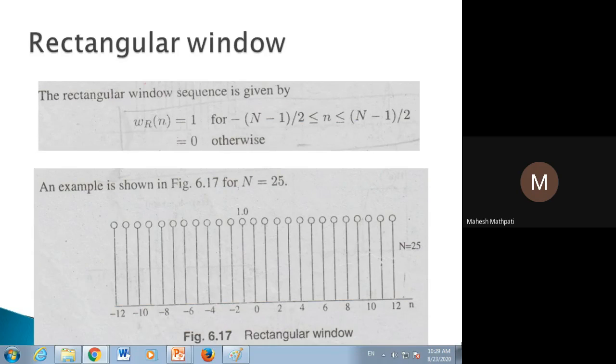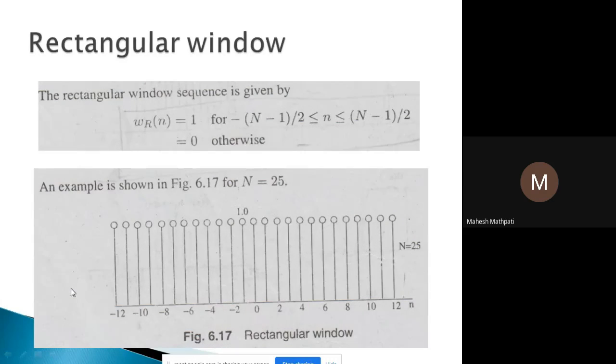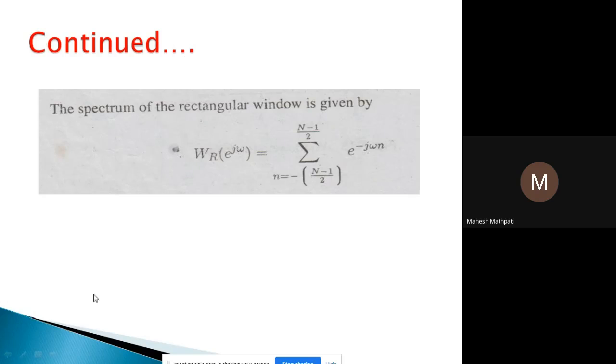Now, this is the definition of rectangular window and its graphical representation. Hope everyone has understood. Any confusion here? No, sir. You may be expected to define the different types of windows. There you need to write the definition, then its graphical representation, and there is a formula for its spectrum. So this you just write down.